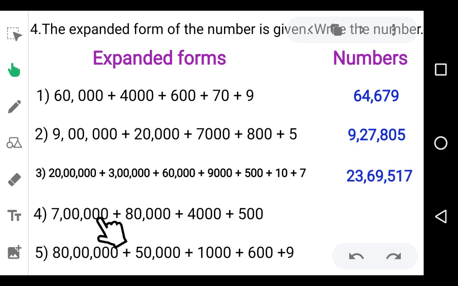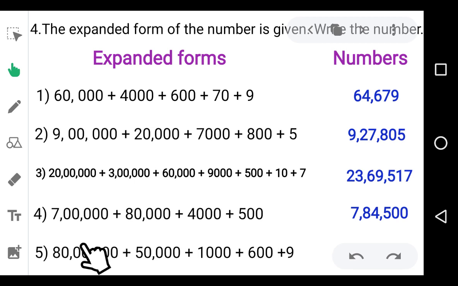Next is 7,80,000, 4,500. We have to write 2 zeros after 5 because there is no tens and units. So this will become 7,84,500.